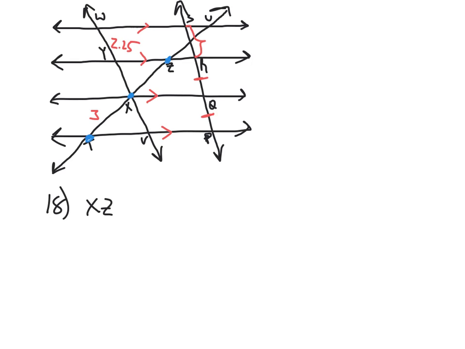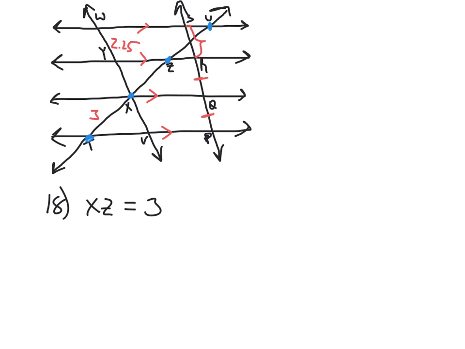But look at the 4 parallel lines, look at this transversal, you see that TX, XZ, and ZU are the 3 line segments formed between the parallel lines. And so therefore those 3 line segments have to be congruent to each other, making them all 3 units long.